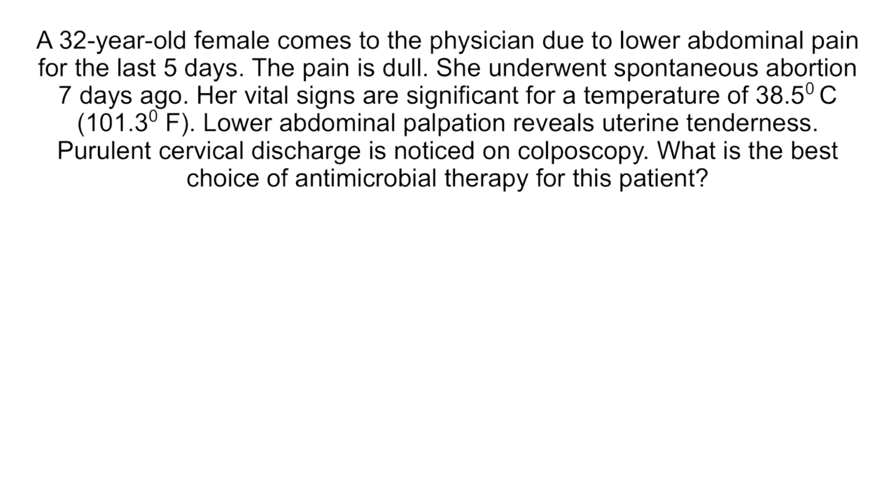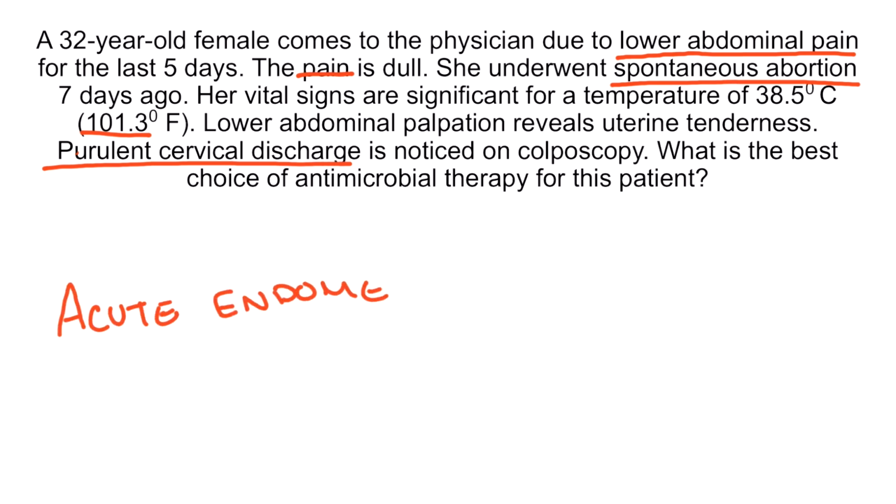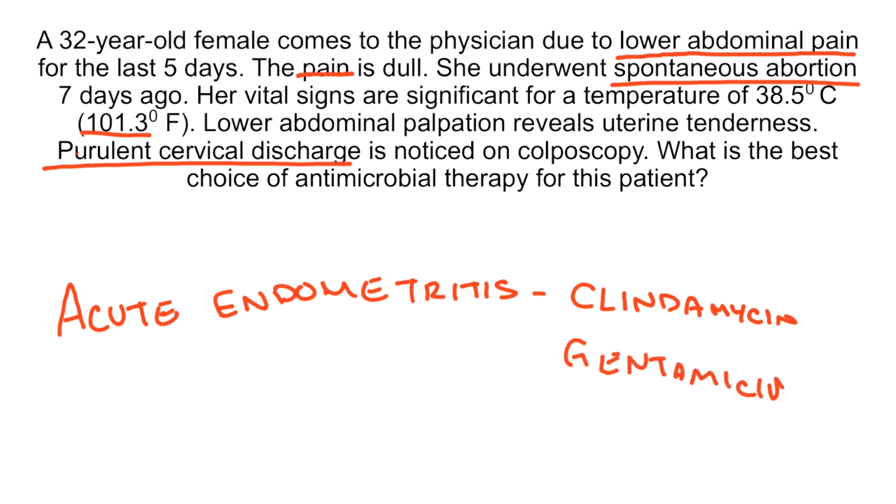All right, this patient presents with lower abdominal pain, fever, and uterine tenderness starting after spontaneous abortion. Additionally, there is purulent cervical discharge on colposcopy. This combination of findings is most consistent with acute endometritis, and the treatment for this is clindamycin and gentamicin.